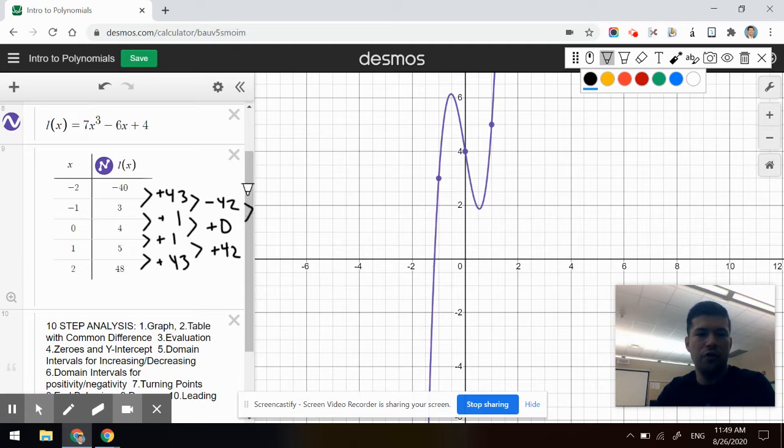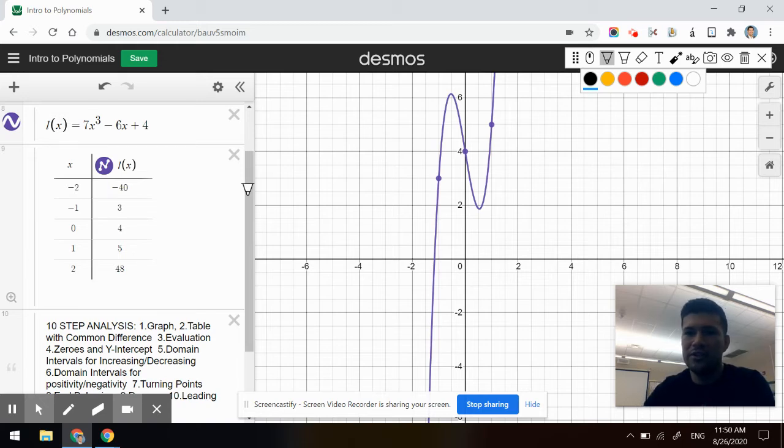Let's check it again. To go from -42 to 0, I have to add 42. And then to go from 0 to 42, once again, I have to add 42. So this is why I say I have now found the third common difference. The third common difference of this polynomial is 42, which is pretty neat. We didn't see that when we first looked at that list of numbers, but that is a third common difference. Moving right along.